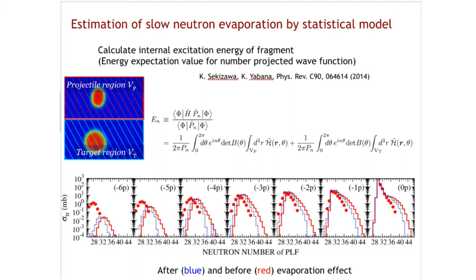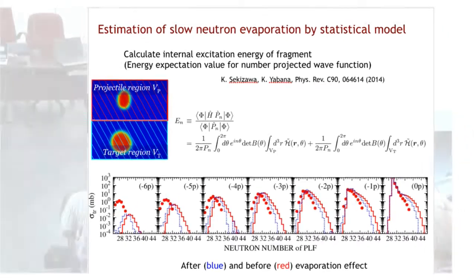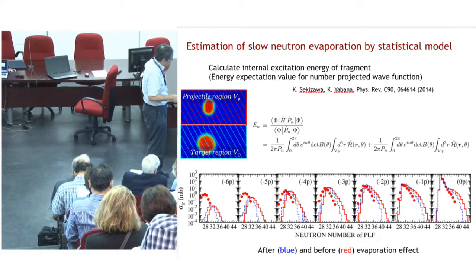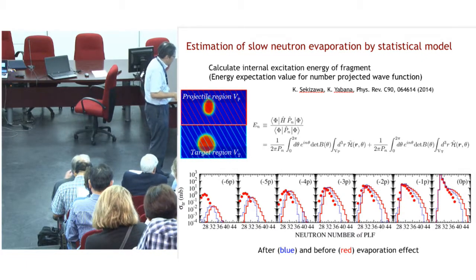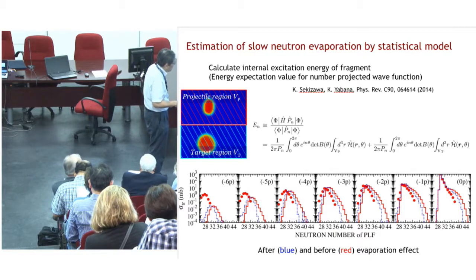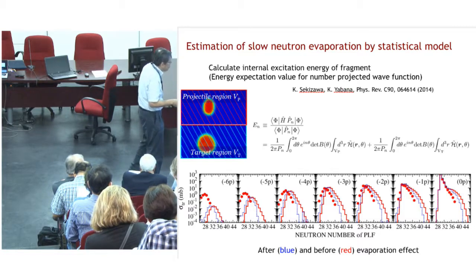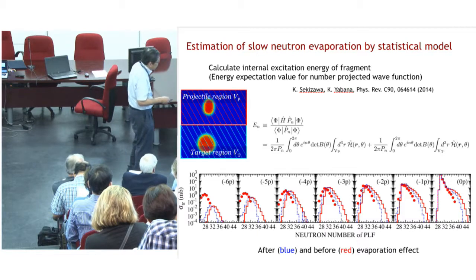The blue curve is after taking into account the evaporation of nucleons. So it shifts in the beta direction to coincide with the experiment, but still we cannot explain the cross-section of the transfer of many protons and many neutrons. So it indicates some limitation of such a time-dependent Hartree-Fock approach for the transfer process.